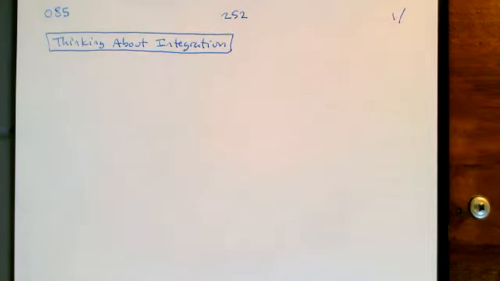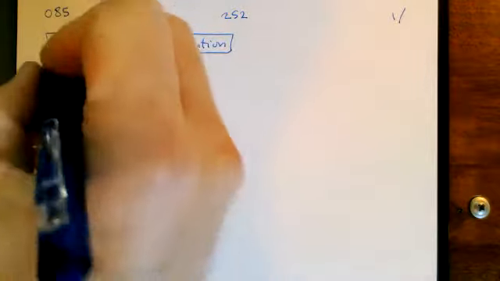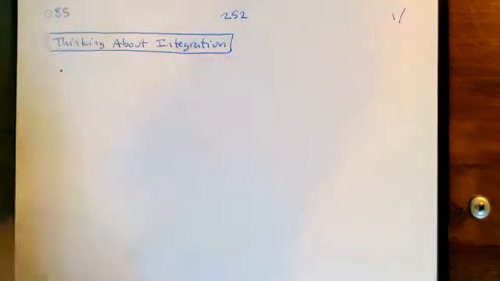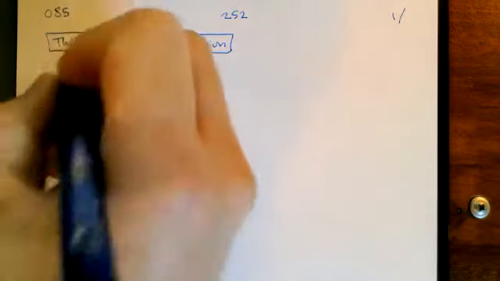Today, we want to do some examples wherein we think about integration. Remember how integration works, the things that we want to think about when we're thinking about integration. Integration is multiplication, but one of the factors is variable.